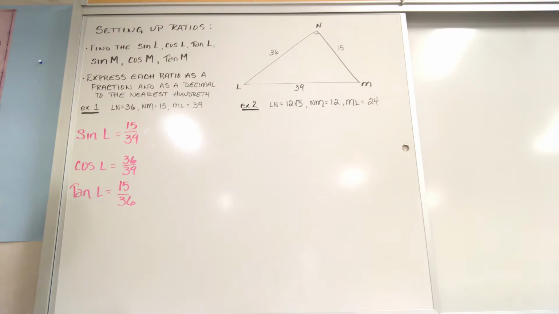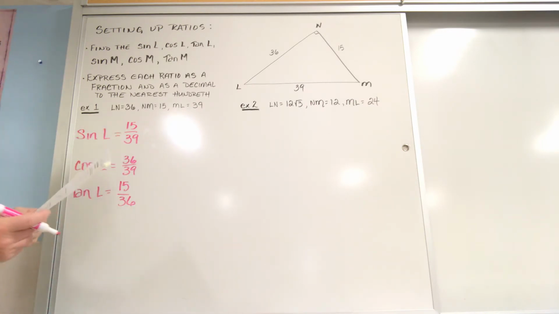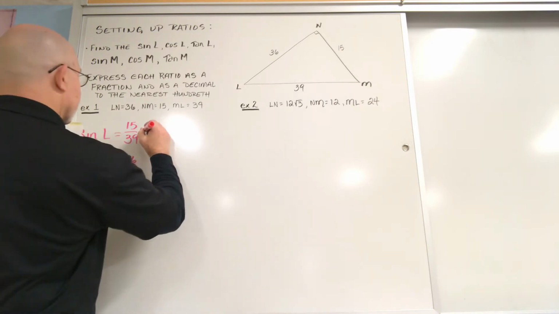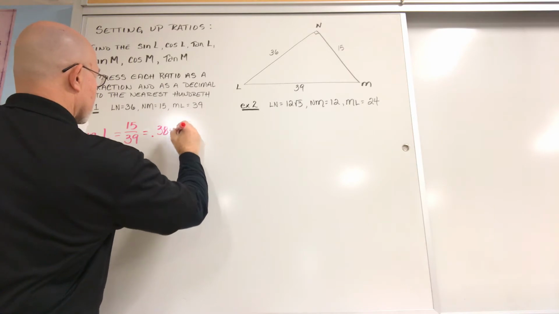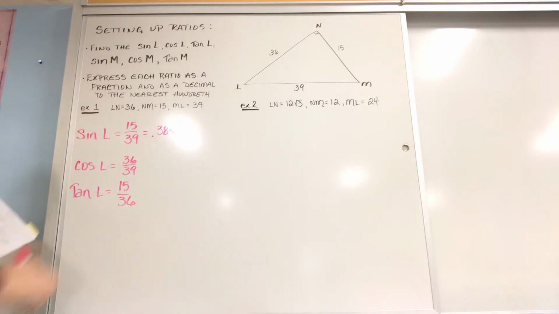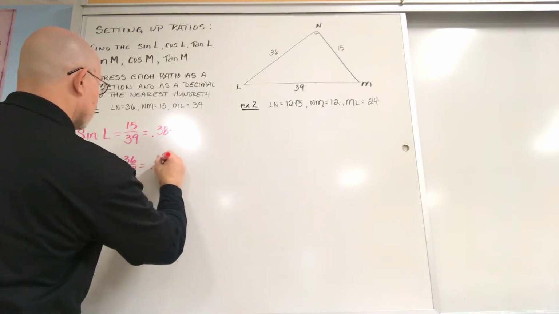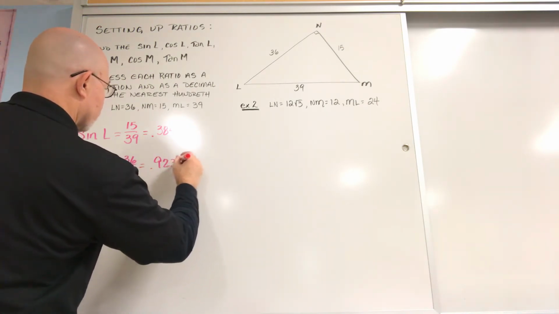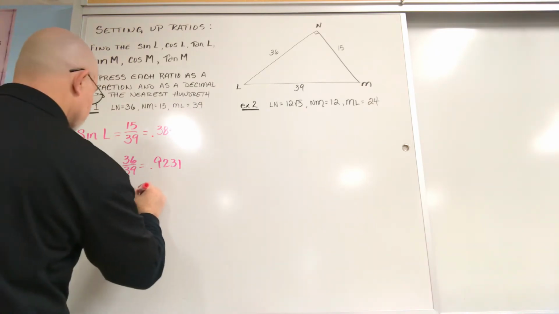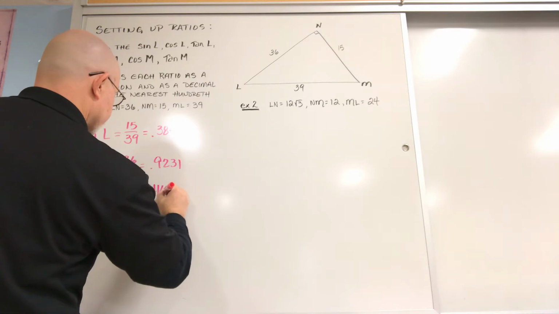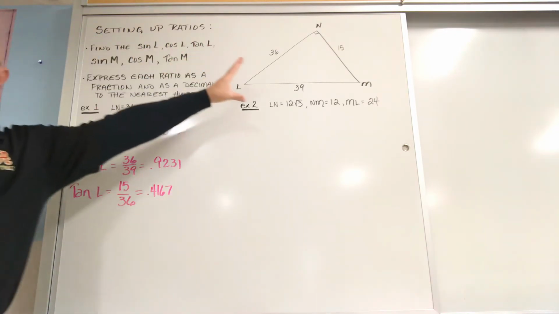Okay? This is where you take out your calculator and divide 15 by 39, and you're going to get... Okay? Divide 36 by 39. Divide 15 by 36. Okay? That's all it's asking us to do right now.